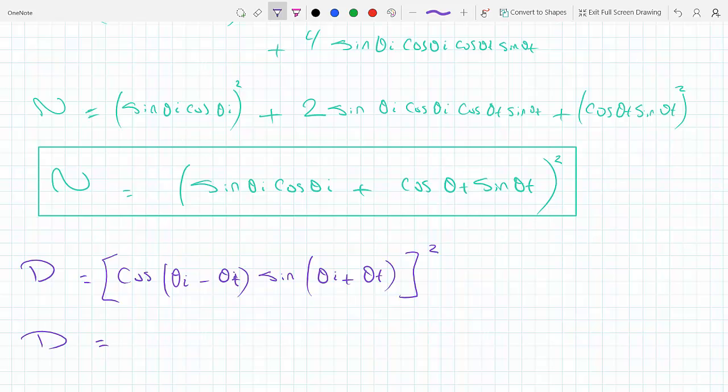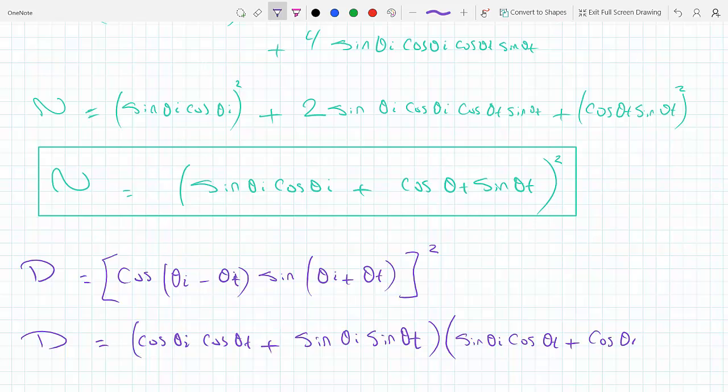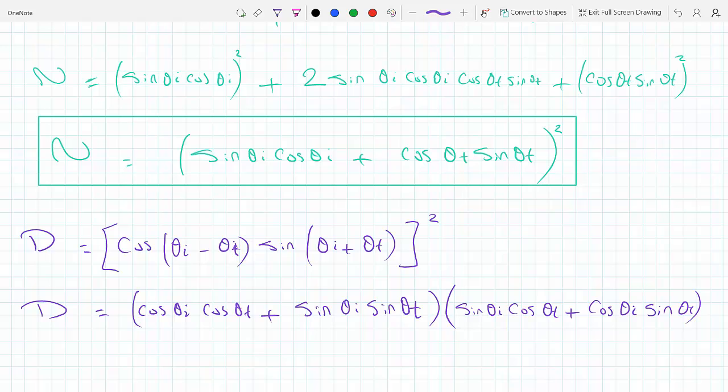So the denominator becomes, the cosine of the angle difference is cosine the first cosine the second plus sine the first sine the second, times sine, the sum is sine the first cosine the second plus cosine the first sine the second. Okay, Ben, this is working out, almost there.